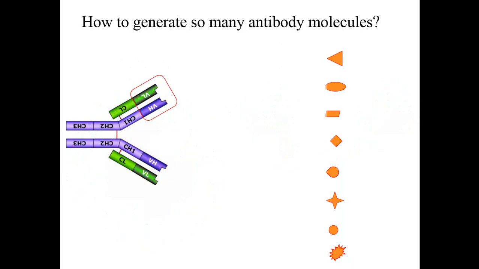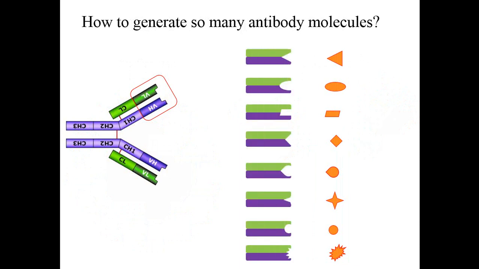Because this is the part which is going to bind to antigens. Or let's be more specific, it has to bind to different epitopes or antigenic shapes or determinants. And we have so many different antigenic shapes or determinants. So imagine that these are the so-called antigen binding part of antibodies. We have so many different shapes for these epitopes.